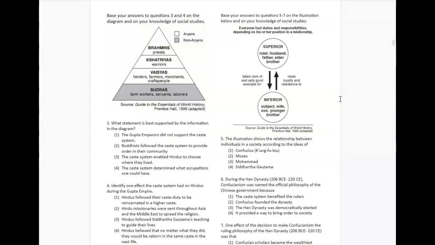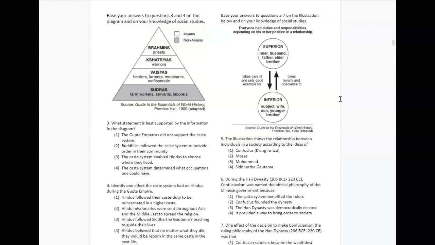For questions 5 through 7, you have this diagram here, and it says everyone had duties and responsibilities depending on his or her position in a relationship. So you have the superior and the inferior, and under the superior you have ruler, husband, father, elder brother, and it says that they take care of and set good example for inferior, subject, wife, son, or younger brother, and then it says that that group, the inferior, owes loyalty and obedience to the superior.